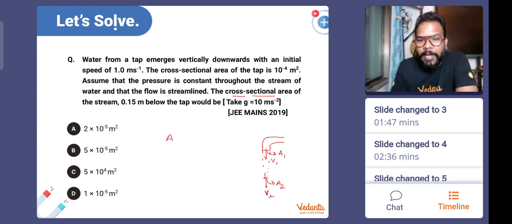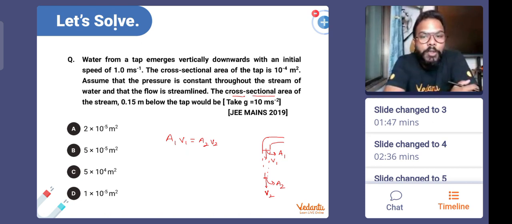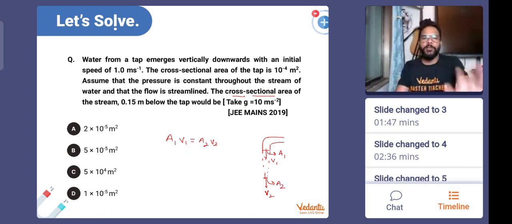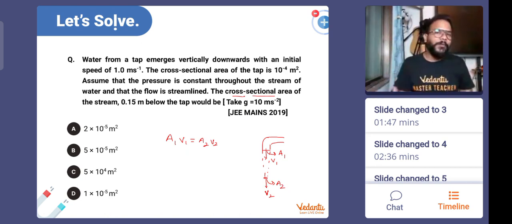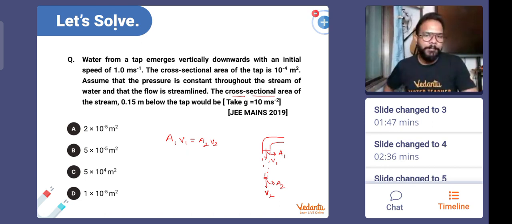Though we want to directly apply A1 V1 equal to A2 V2, we don't get to apply this directly. Why? Because we do not know both of these values. We don't even know the value of the area we want to find, A2, and we don't know the velocity V2. To find V2, we will require Bernoulli's theorem. This is the kind of question you can expect mostly in exams like JEE.